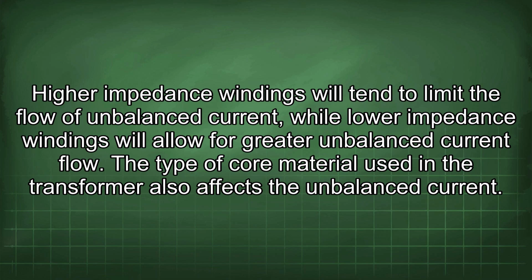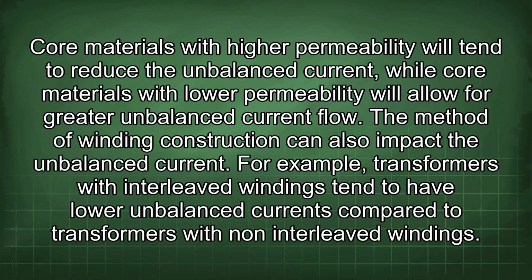unbalanced current flow. The type of core material used in the transformer also affects the unbalanced current. Core materials with higher permeability will tend to reduce the unbalanced current, while core materials with lower permeability will allow for greater unbalanced current flow. The method of winding construction can also impact the unbalanced current. For example, transformers with interleaved windings tend to have lower unbalanced currents compared to transformers with non-interleaved windings.